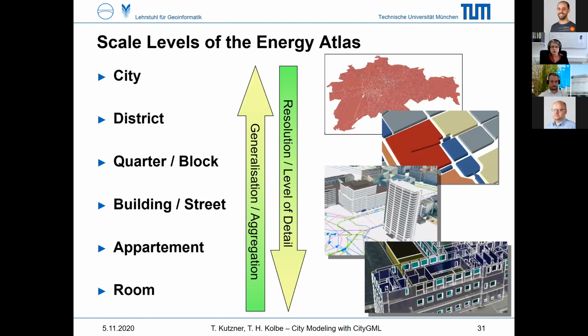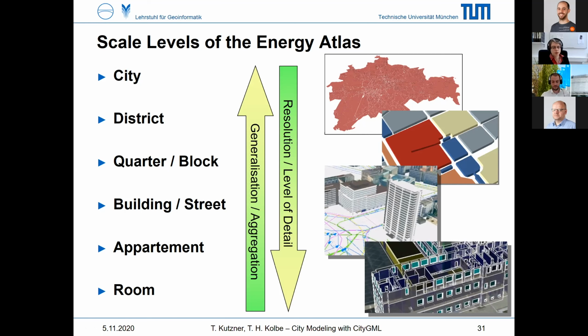So usually there are several scale levels you have to take into account. There is a city level, district level, quarter, building, down to the room levels. The more you go downwards, the more detailed the information becomes. So the level of detail increases. And in contrast, when you go more upwards, then the information needs to be more aggregated.